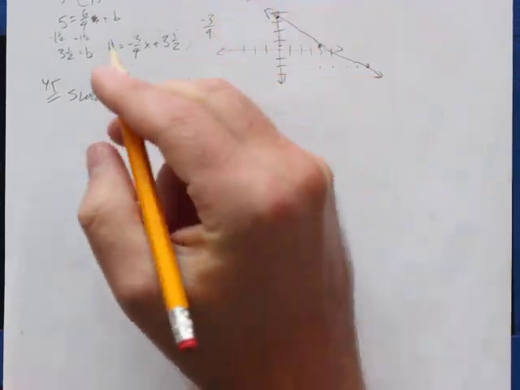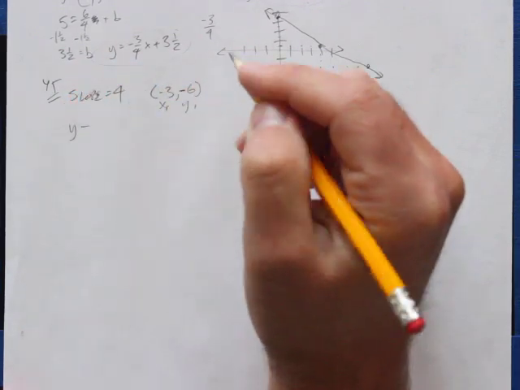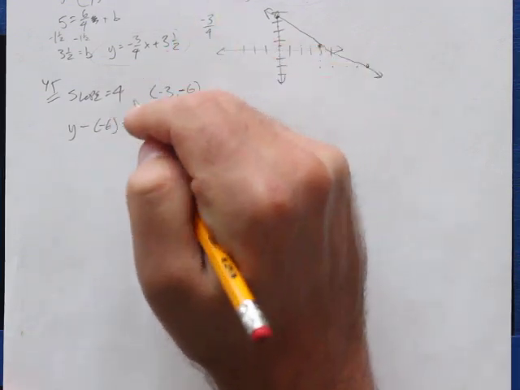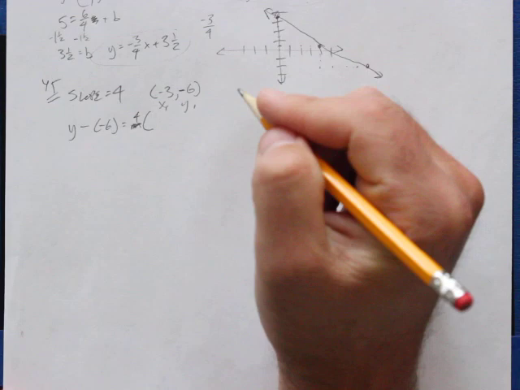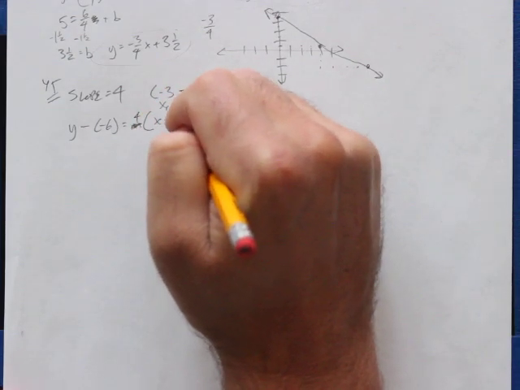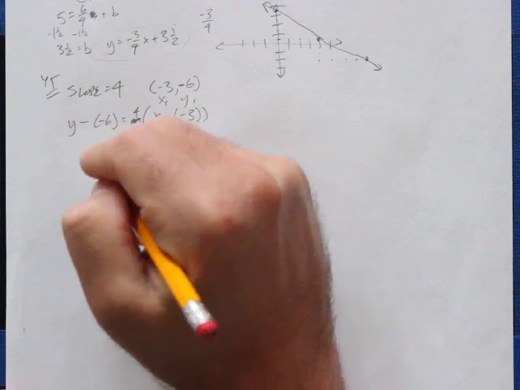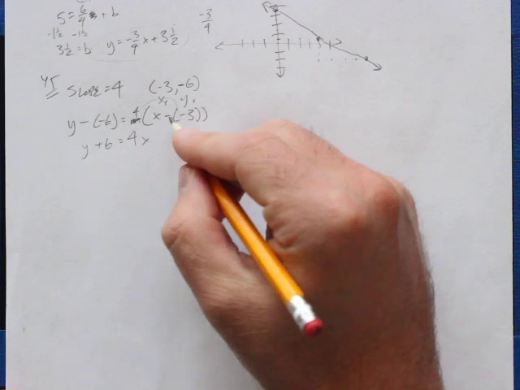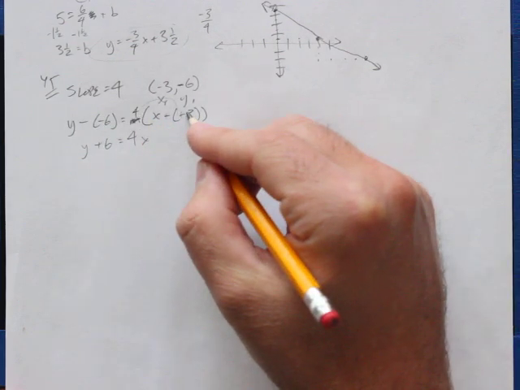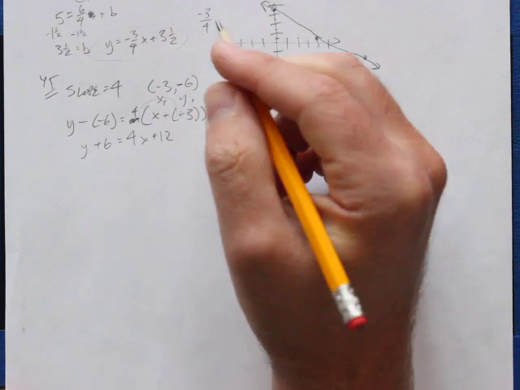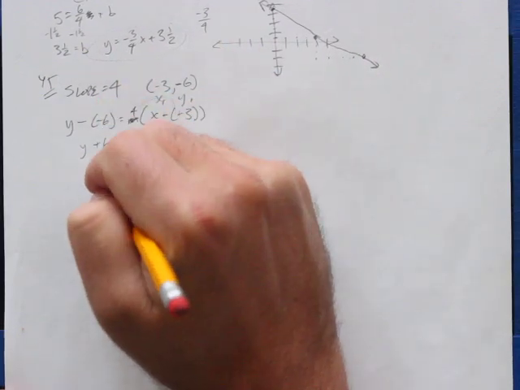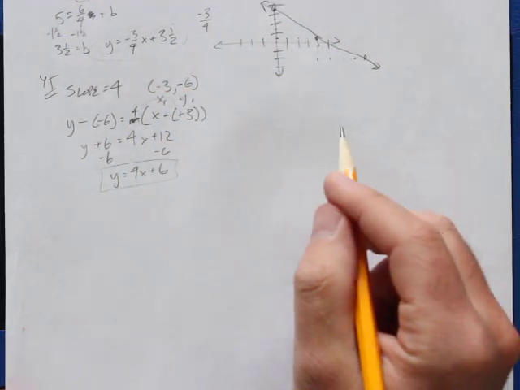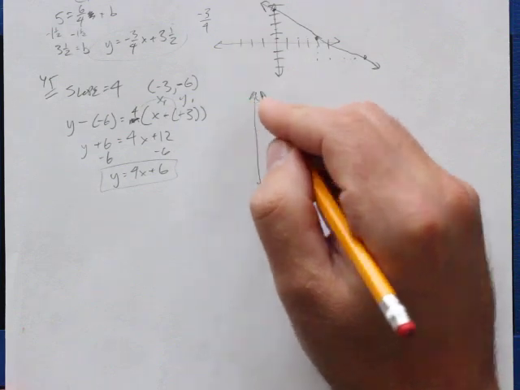(x1, y1). y minus y1, which is -6, equals my slope, which is 4, times x minus x1, which is -3. So this becomes y plus 6 equals 4 times x, and this becomes plus, so 4 times 3 is 12. I'm going to subtract 6 from each side. y equals 4x plus 6. So there's my equation. Now I'm going to graph it.